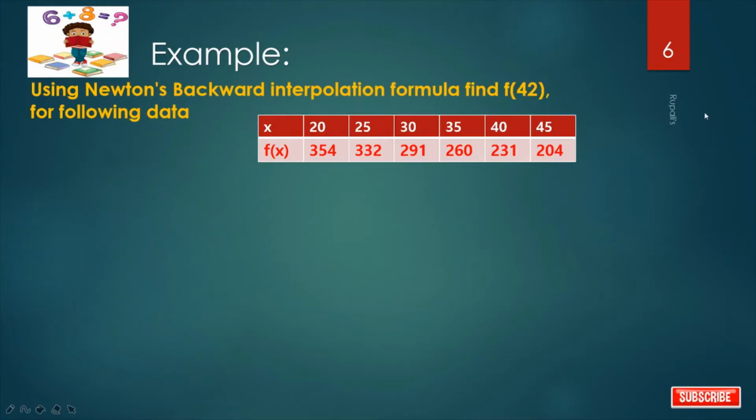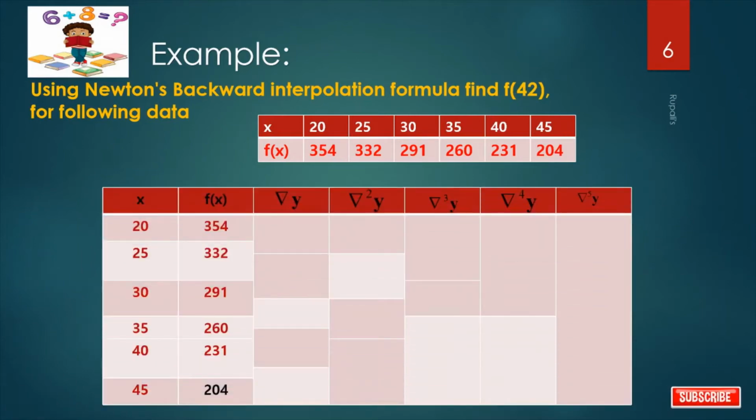Okay. So, first I have to draw the table. In this table, how many columns are there? Except x and f(x), there should be 5 columns. Why? Because how many sets of values are there? 1, 2, 3, 4, 5, 6. 6 sets of values are there. So, here should be 5 columns. Now, first write all x values, that is 20, 25, 30, 35, 40, 45 and the corresponding f(x) values.